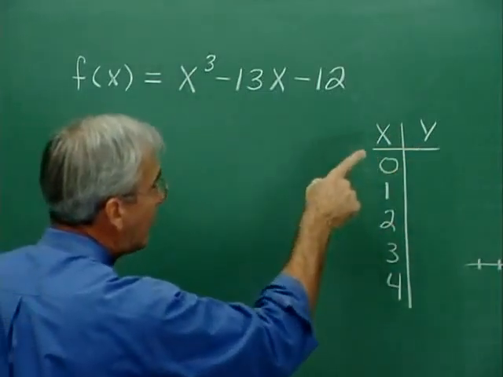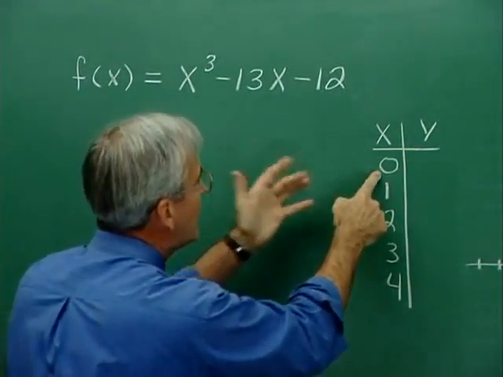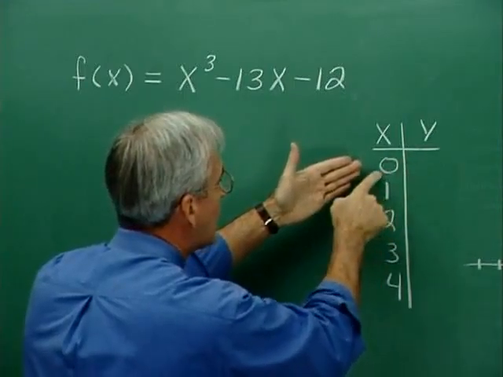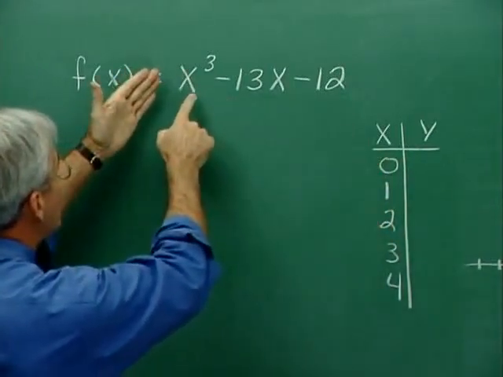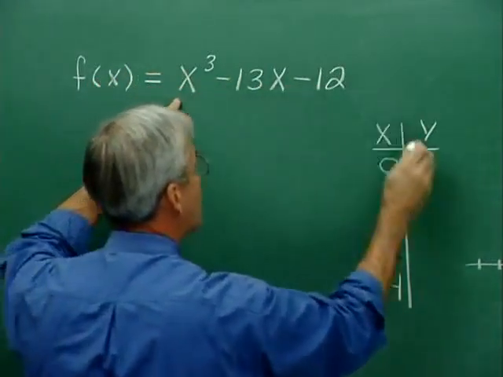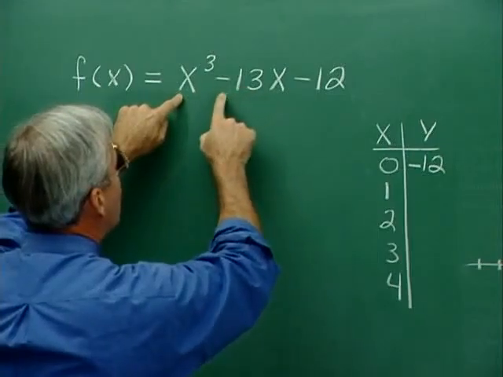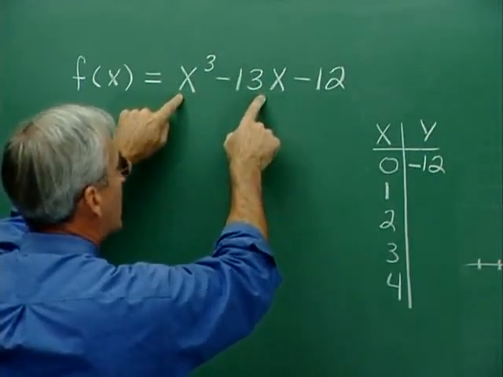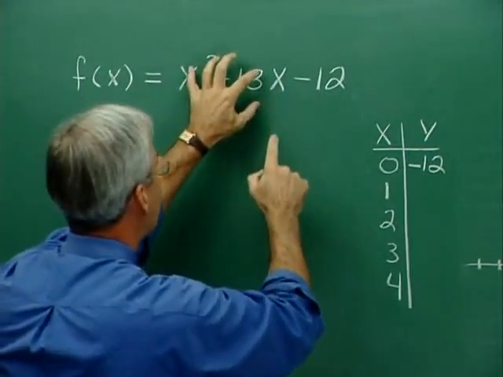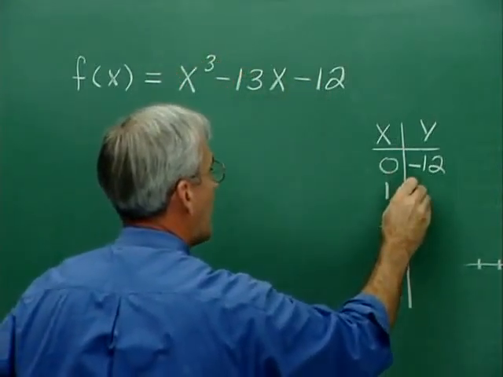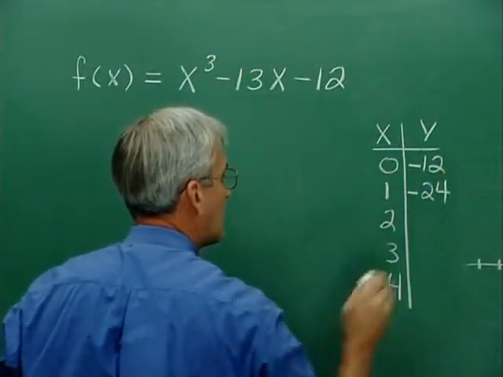Okay. f of 0, well, it's pretty easy for us to tell what y is when x is 0. If x is 0, these two terms go out and y is negative 12. All right, f of 1, that's pretty easy also. 1 cubed, and then negative 13 times 1 is negative 13. 1 minus 13 is negative 12. Minus 12 minus 12, that's minus 24. All right, that's easy enough.